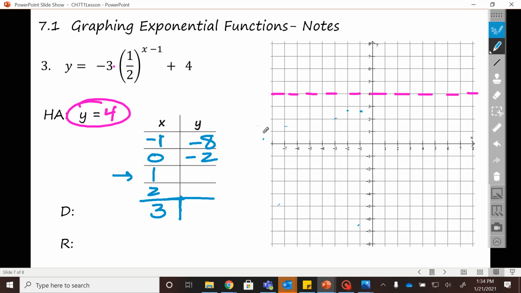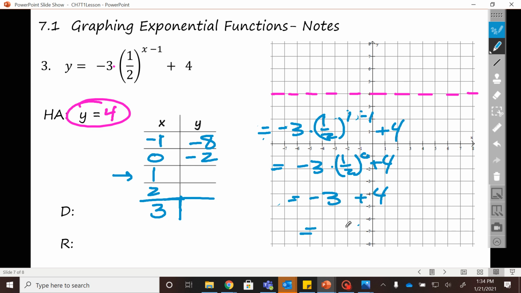All right, plugging in 0, 1/2 to the 0 minus 1. Oh, I just plugged in 0. I'm plugging in 1. 1 minus 1 plus 4. It's negative 3 times 1/2 to the 0, which is just negative 3, because that's 1. And negative 3 plus 4 is 1.